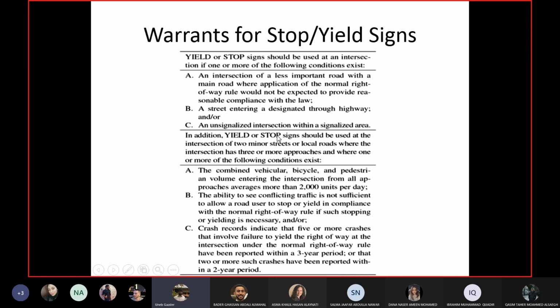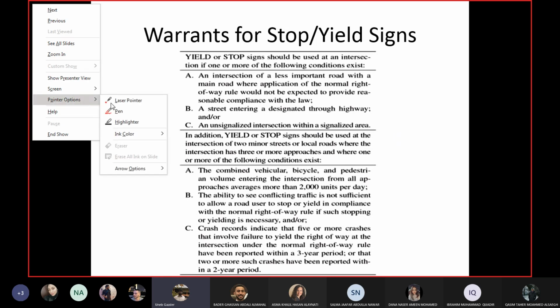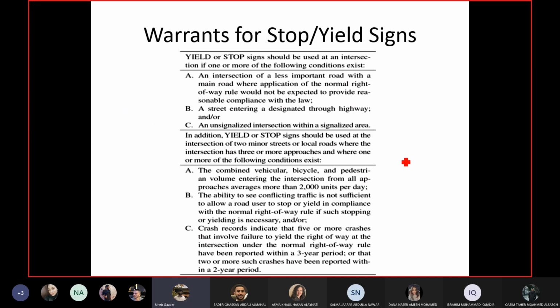If you have an unsignalized intersection within a signalized area, I think I mentioned earlier as well, for right turning. When you are doing the right turning, so you have a signalized intersection, and on that signalized intersection, you are making a right turning. The people who are making the right turning, they are basically unsignalized, right? So we give them a yield or a stop sign, because they will be the ones who will be merging on. So in that case, you may also provide a yield or a stop sign.